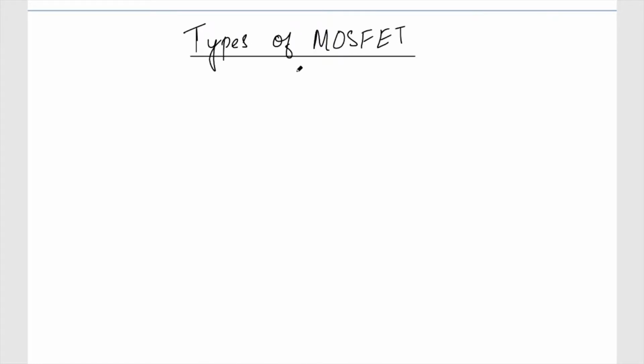So we will see the types of MOSFET. There are two types of MOSFET. One is the NMOS, and the other type of MOSFET is called a PMOS. The one which we have been discussing till now is this NMOS.